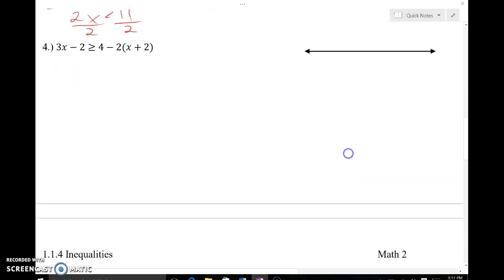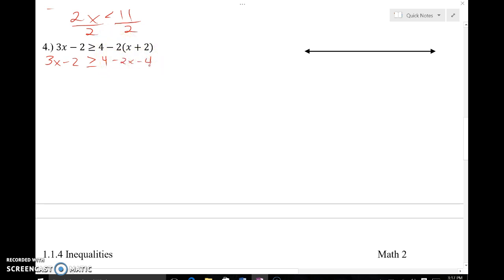All right, number 4. Variables on both sides, but I have some distribution I need to pay attention to, so let's go ahead and deal with that. So I'm going to keep the 3x minus 2 unchanged, but then I'm going to distribute a negative 2, so negative 2x minus 4.